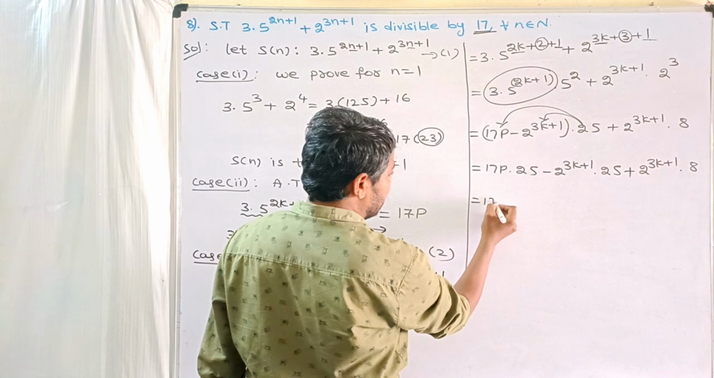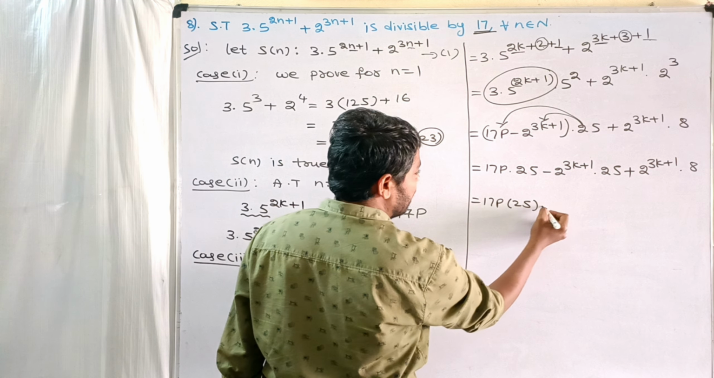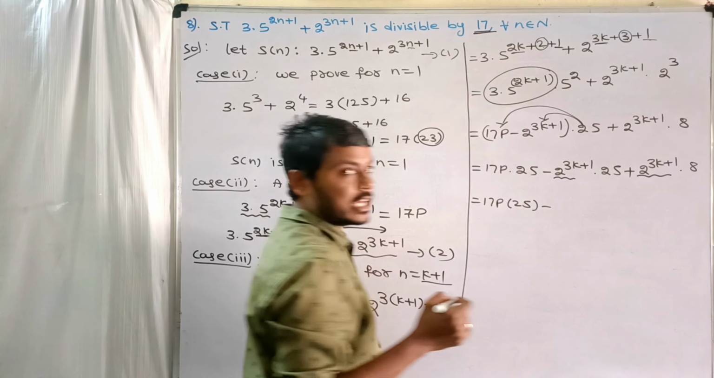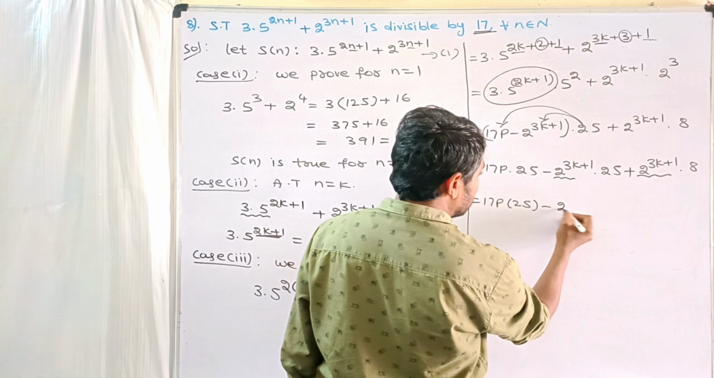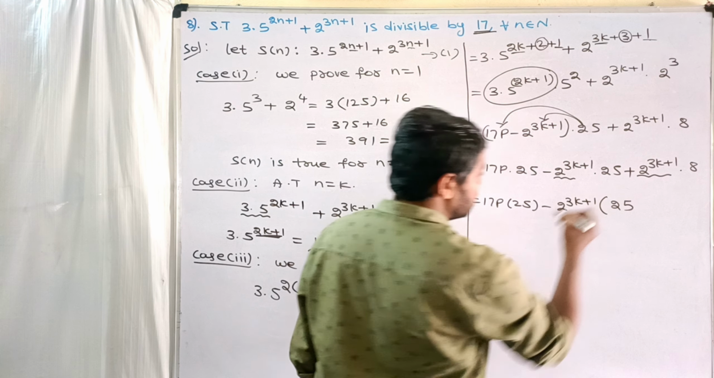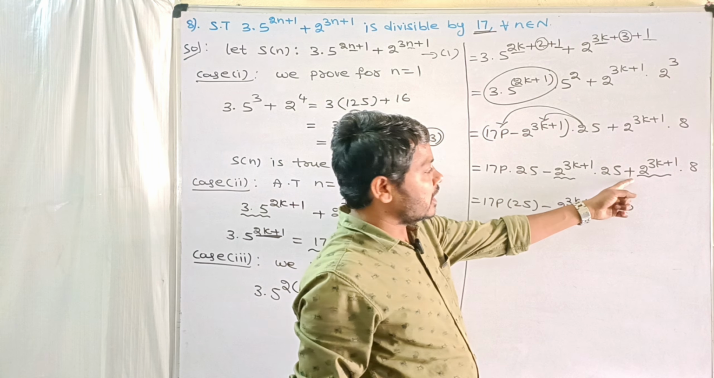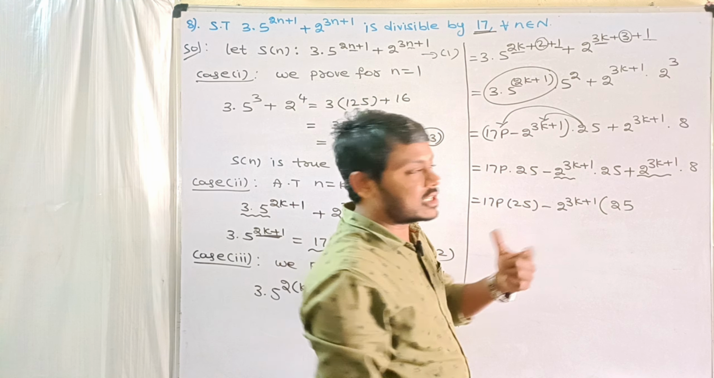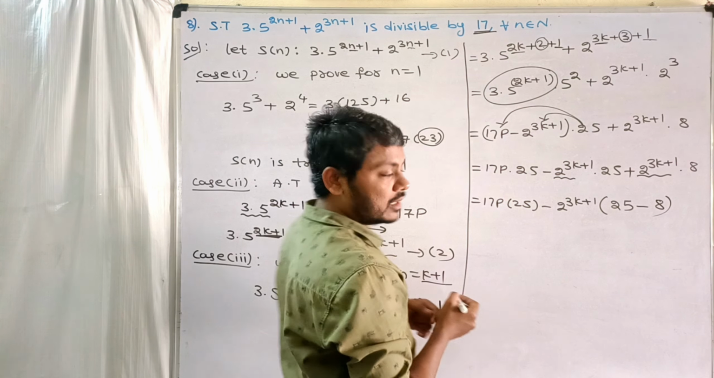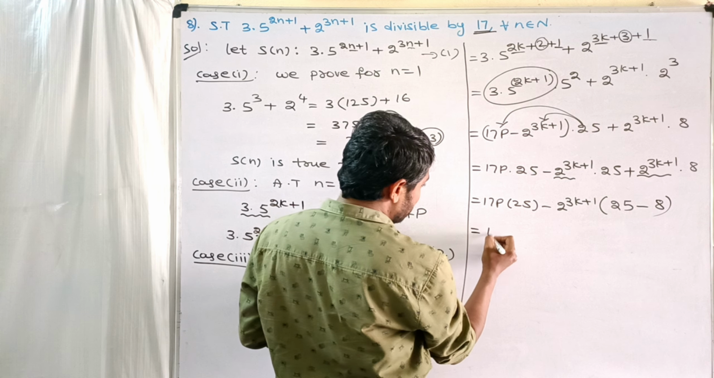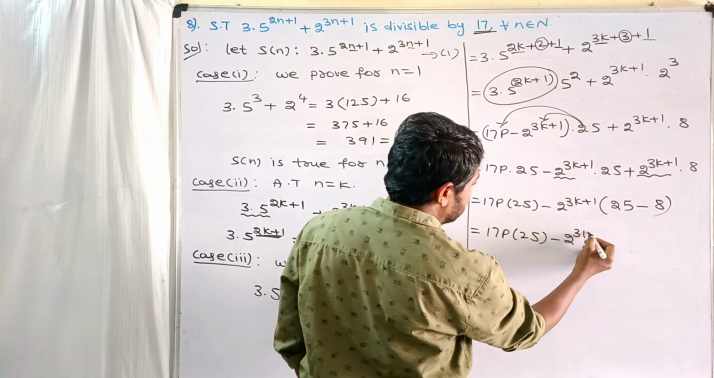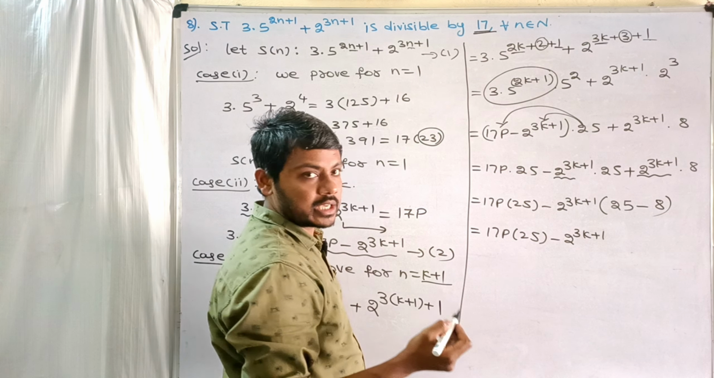Now which is 17p into 25 in both the terms. 2 power 3k plus 1 is common. Minus 2 power 3k plus 1 is common. You will get 25. Here plus is there, you can take minus common, you will get opposite sign, minus. Remaining term 8. Which is 17p into 25 minus 2 power 3k plus 1 into 25 minus 8.